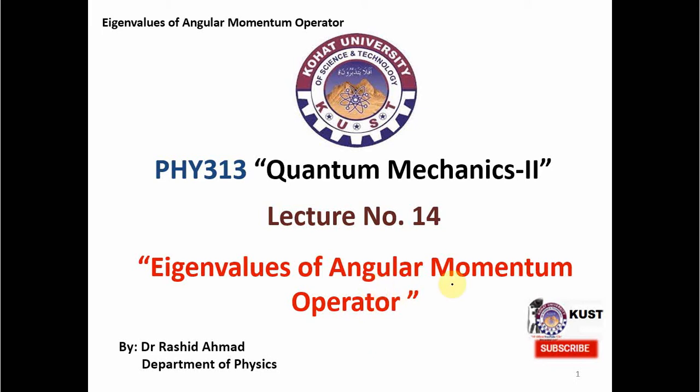As we know, angular momentum is an important observable in quantum mechanics whose values are quantized. In order to get those quantized values, we assign an operator to this observable. And then the eigenvalues of this assigned operator are experimentally determinable. In today's lecture, we will see how eigenvalues of the angular momentum operator can be derived.